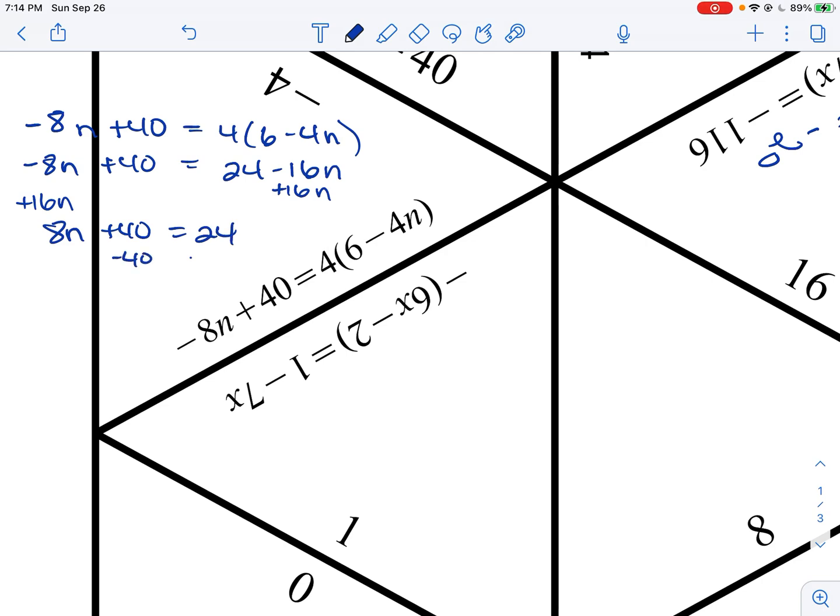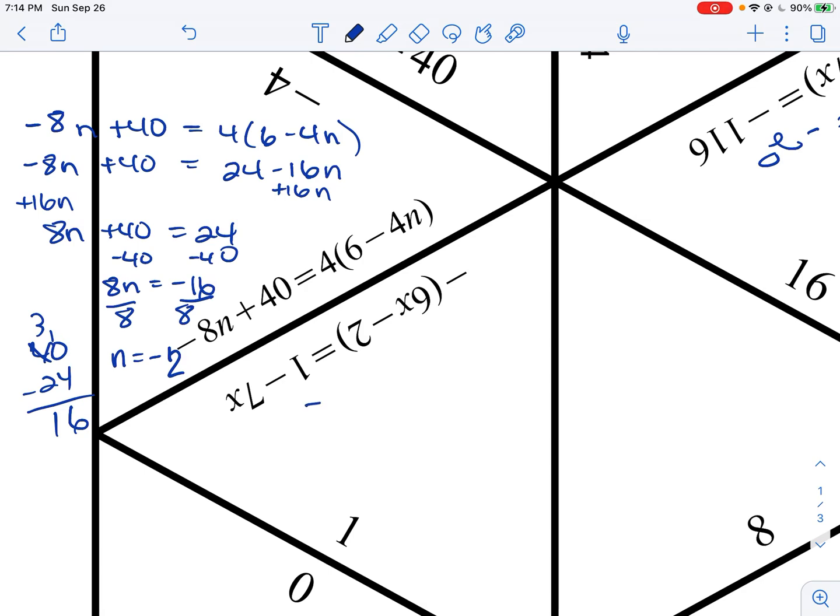I subtract 40 from both sides. I get 8n equals negative, because there are more negatives. There are 40 negatives, there are only 24 positives. So then 40 minus 24, I borrow. That gets me a 6, that gets me a 1, so it's negative 16. I divide by 8 on both sides and get n equals negative 2. Okay?